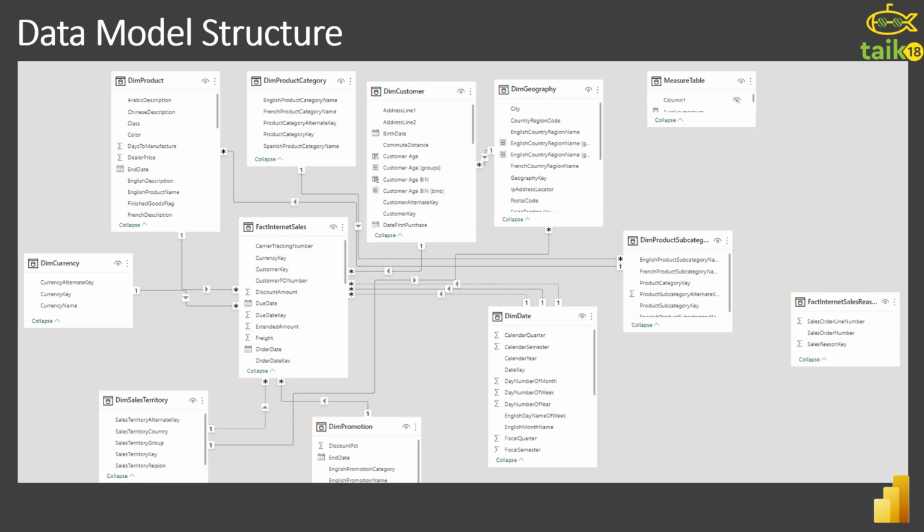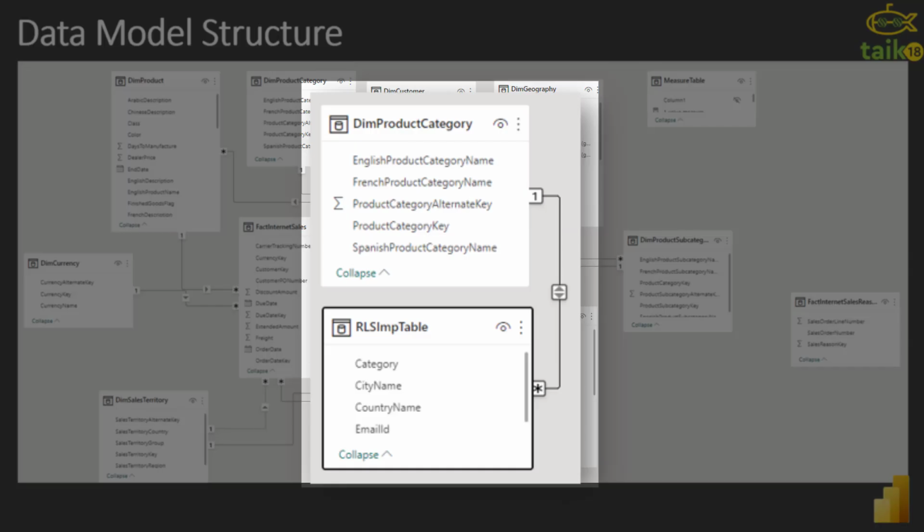So the first three patterns of the row level security which I am discussing in this series have a relationship between the RLS import table and the dim product category table with the category name. So I'm making a relationship between these two so that it can filter the data according to our needs. And it has to be a bidirectional relationship, which I'm going to explain in detail in the further videos.